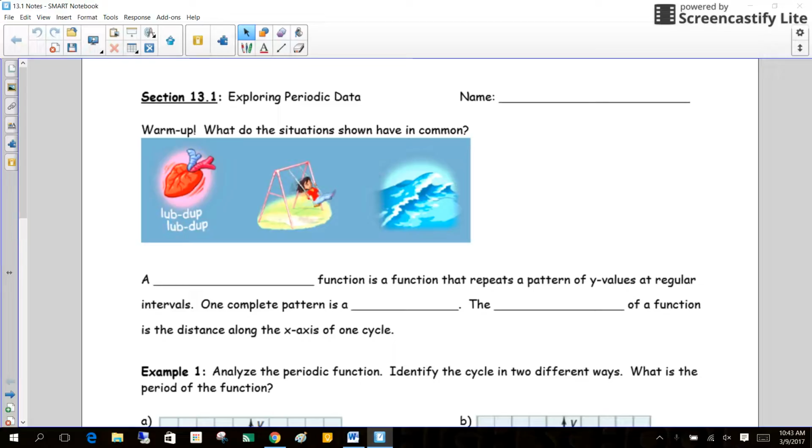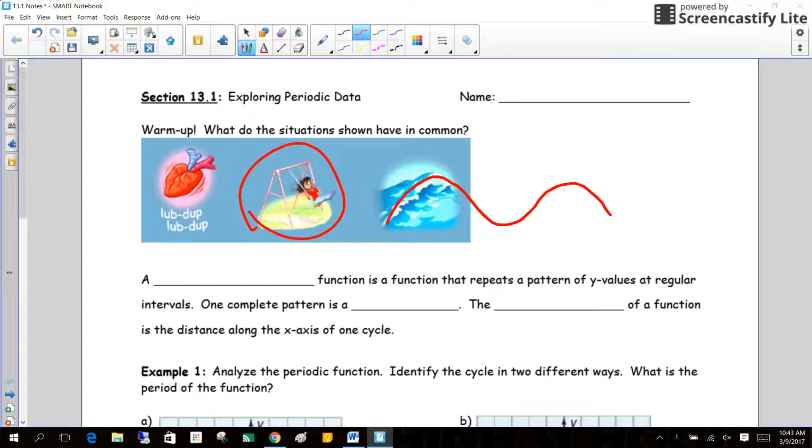All right, so today is the start of chapter 13, and we will be exploring periodic functions. If you think about the scenarios that are happening here, perhaps the height of this girl as she's swinging along her swing, or the height of the wave as it goes up and comes back down, and goes up and comes back down. This function that I'm drawing right now is considered a periodic function.